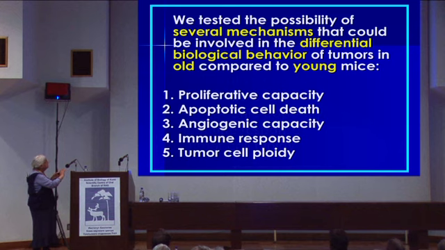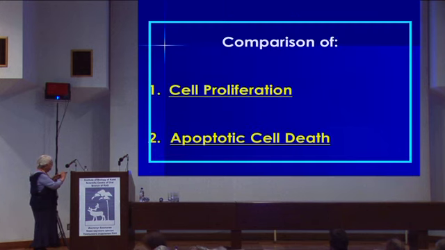We tested the possibility of several mechanisms. Some were tested by other groups, and some only by ourselves. We then tested whether there is a difference in proliferative capacity, in apoptotic cell death, in angiogenic ability, immune response, and tumor cell ploidy. We first tested for cell proliferation and apoptosis.